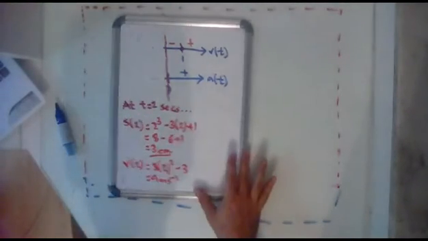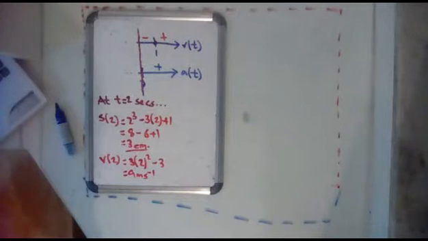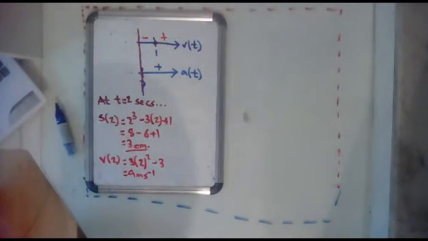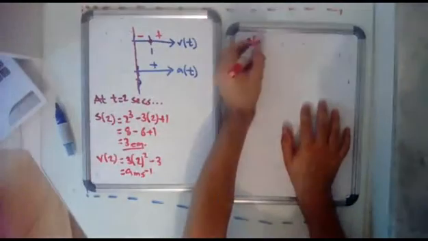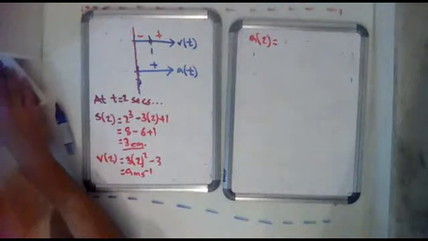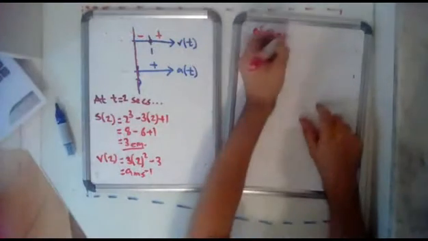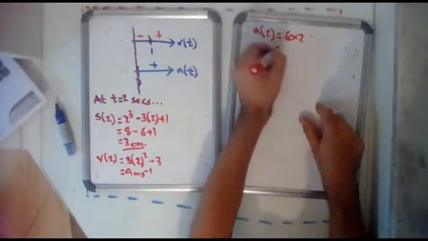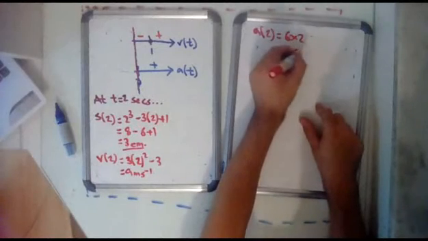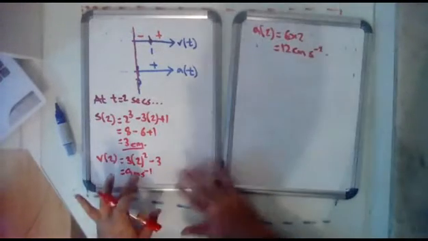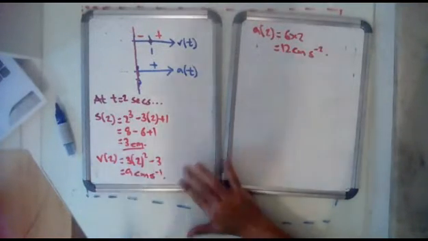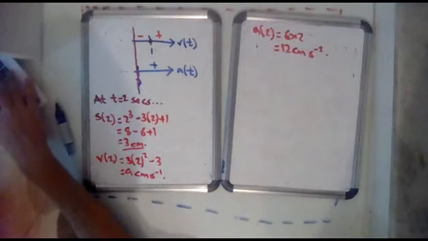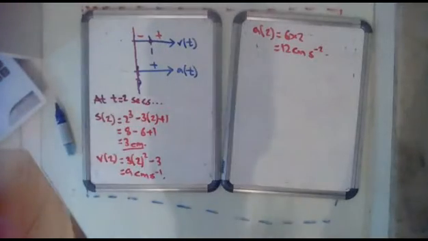And A2, I'm going to need a new board for A2. A2 equals the acceleration function, which was 6t, so it's 6 times 2 equals 12 centimeters per second squared. So what does that mean in terms of the motion? So put it all together.